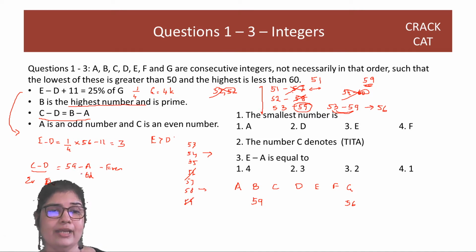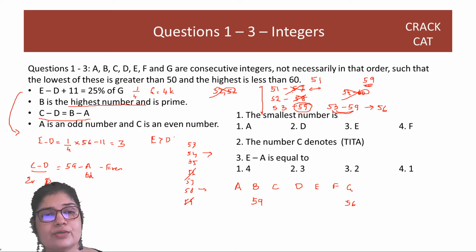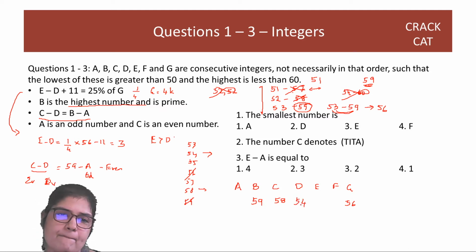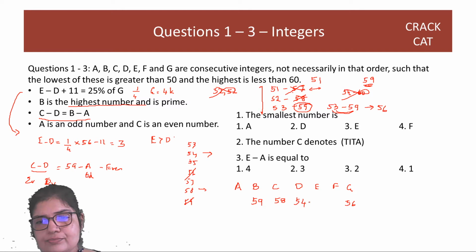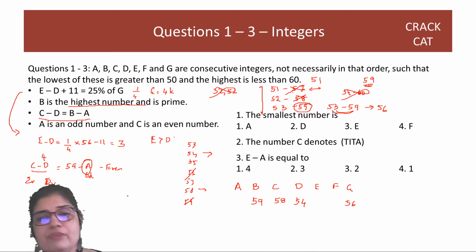Okay. Now I know 59 minus A is positive because B is the largest. So here also C has to be more than D. So C is 58 and D is 54. Once this is done, once you have 58 minus 54, I can find A also. The difference here is 4. So 59 minus A should also be 4, which means A is 55.